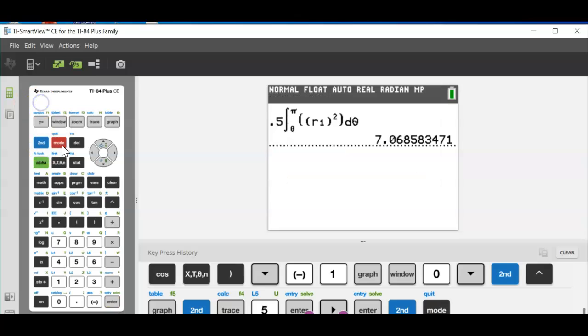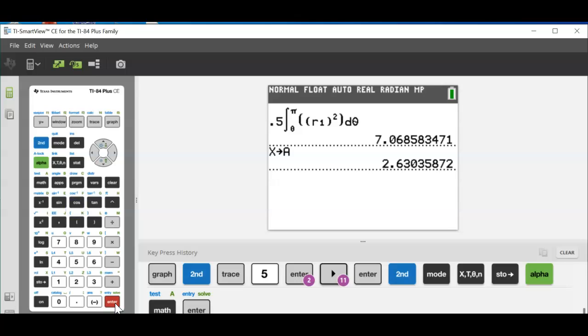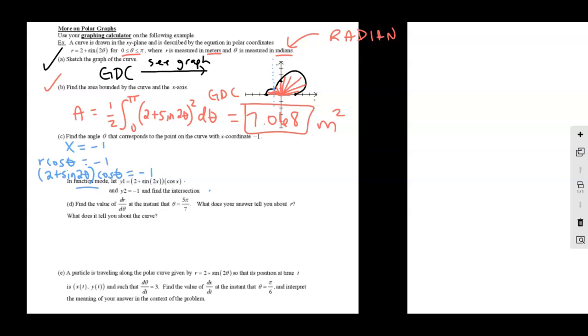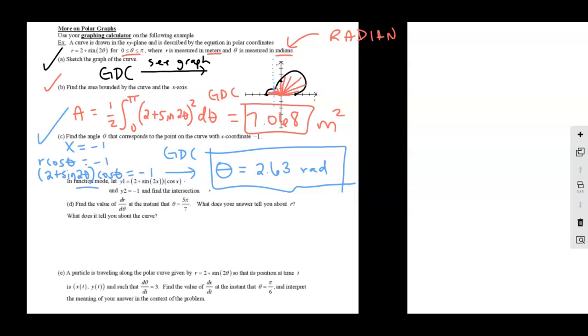Okay, I'm going to store that just in case I need it. So I got X, store, alpha A, just in case I need it. But I got 2.630. Remember, the calculator was using X just because that's our variable button. But here we used the calculator, and we found the intersection point. We got theta equals 2.63, and then the units would be radians. Sure, just box it. All right, part C is done. That was kind of a little bit weird, but not too bad.